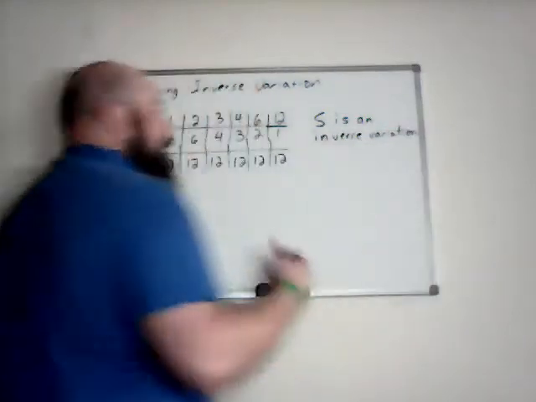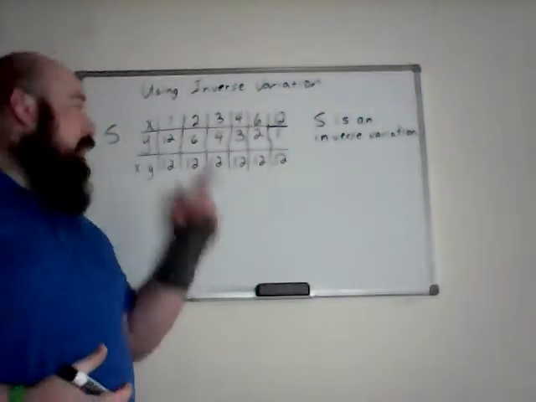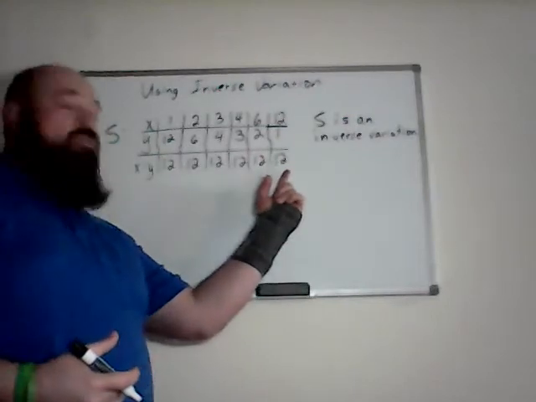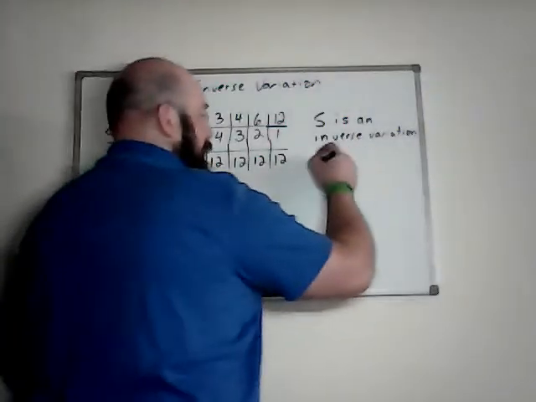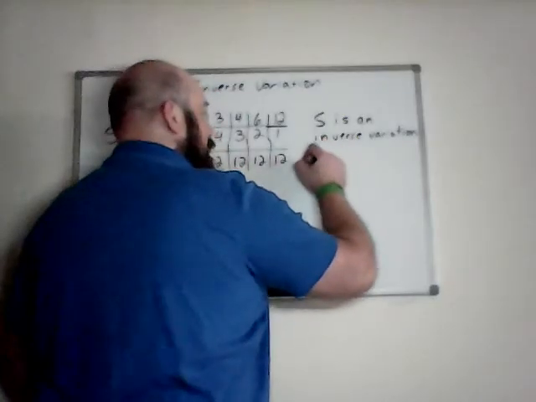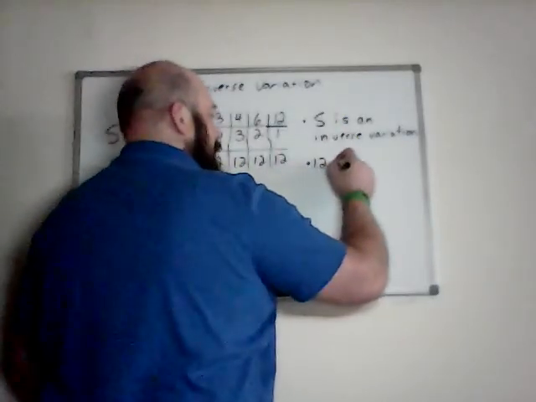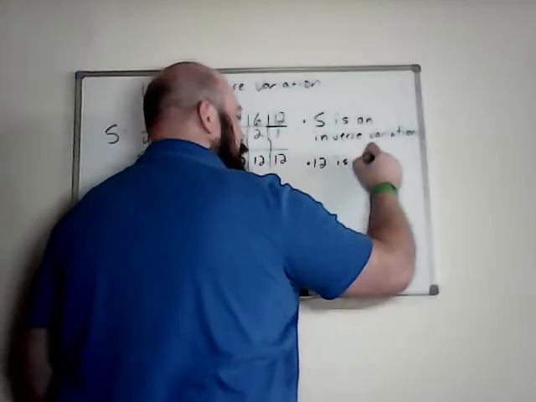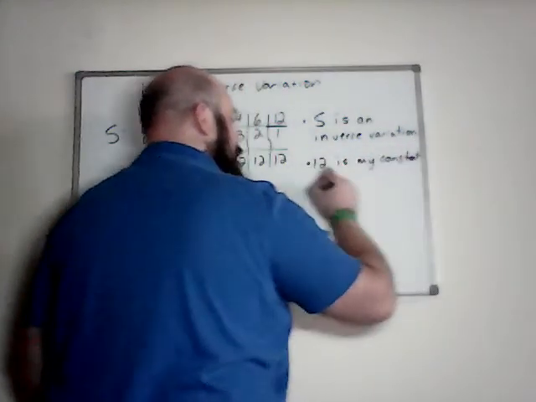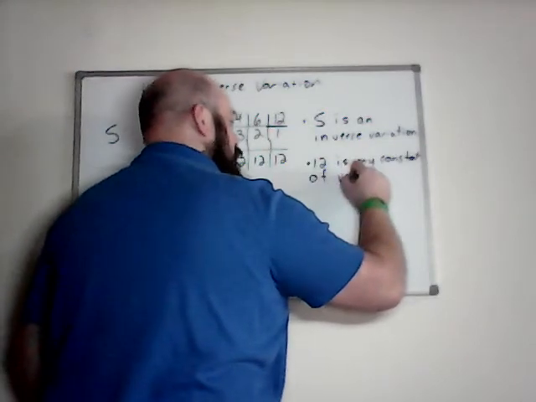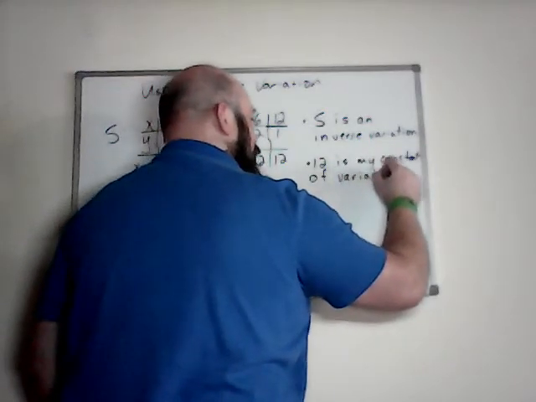So now we would have to figure out the constant of variation. Well, the constant of variation is going to be quite simple because it's right down here, right? So we can figure out then that 12 is my constant of variation. So let's take a look at what this means.